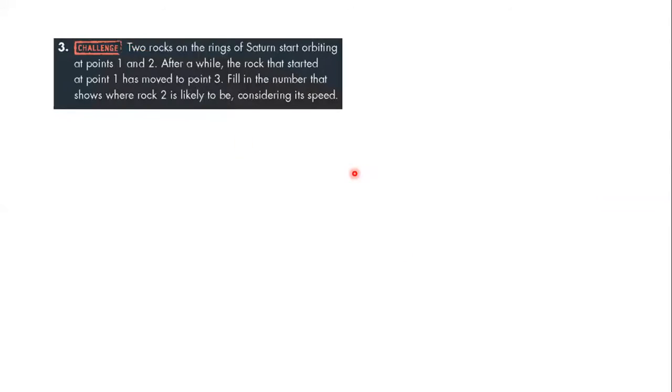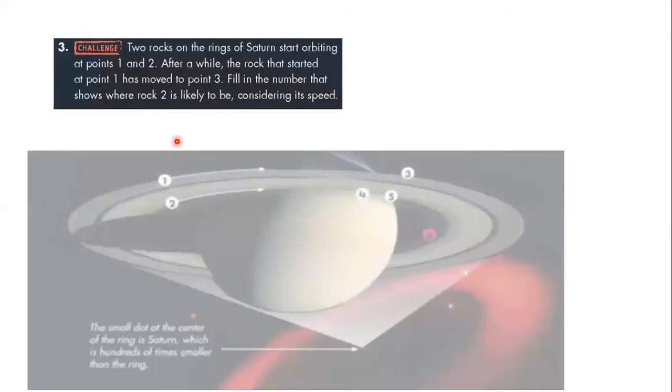Now here, who can read this question and answer it? Yes, two rocks on the ring of Saturn start orbiting at point 1 and 2. After a while, the rock that started at point 1 has moved to point 3. Fill in the number that shows where rock 2 is likely to be, considering its speed.